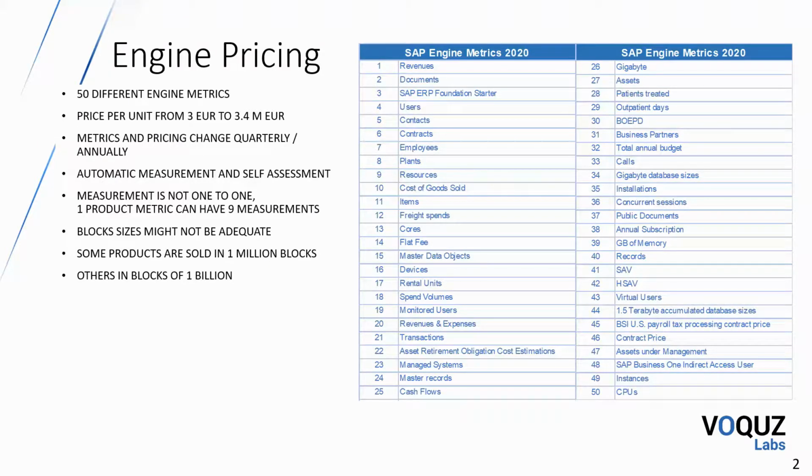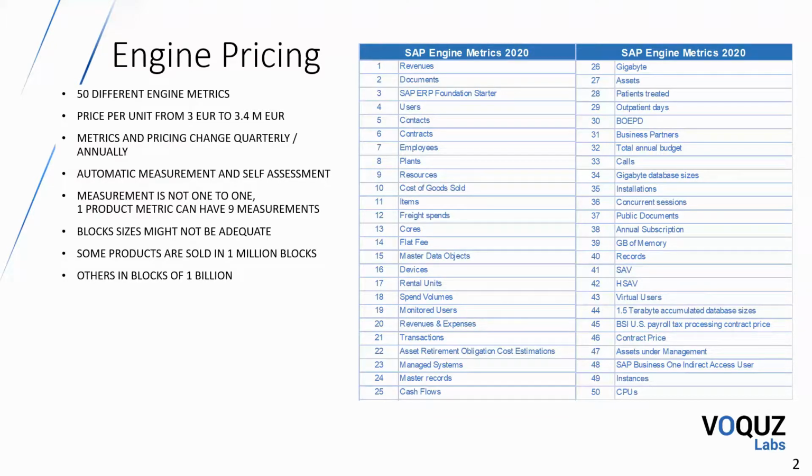With SAP engines, there are 50 different engine metrics currently on SAP's price list. The price per unit for these engines can range from €3 per unit up to €3.4 million per unit. Metrics and pricing can change quarterly or annually depending on various price list updates that may be issued by SAP, and you also have to consider that some of those products are automatically measured by SAP licensing tools, or some of those products will have to be self-assessed and declared manually.